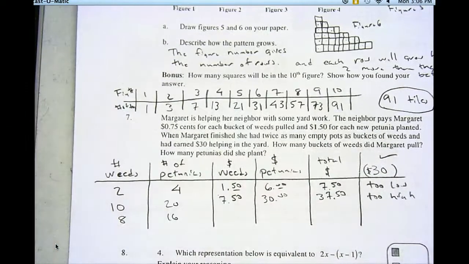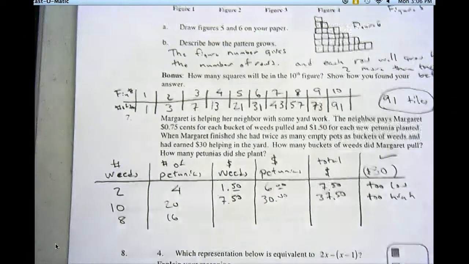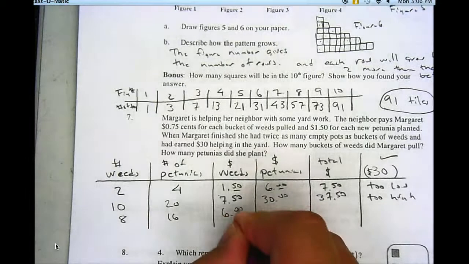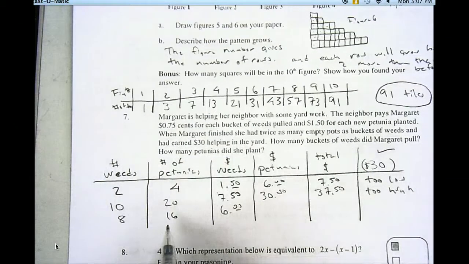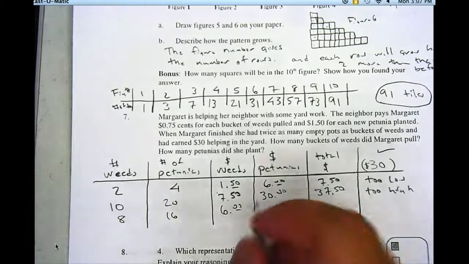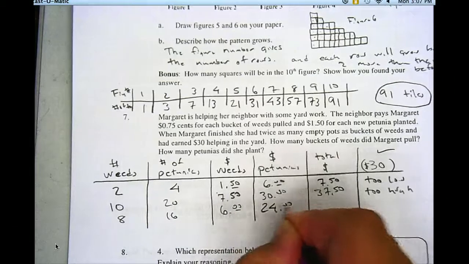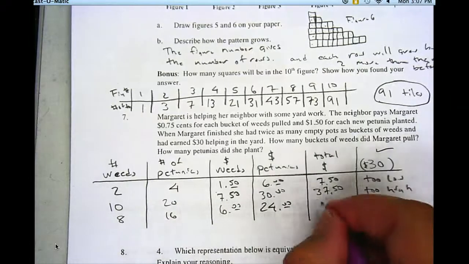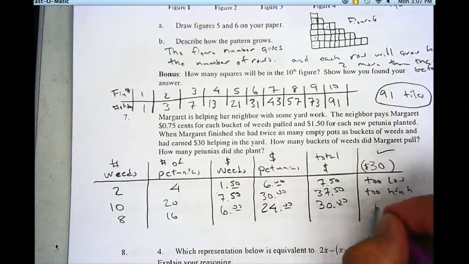Okay, so let me get my calculator out here. I'll need that probably for this. And if I go here, 8 times 0.75 equals, well, that's $6. Wasn't too hard. And 16 times $1.50, that's going to be $24. $6 plus $24 is $30. And check, that's the number.